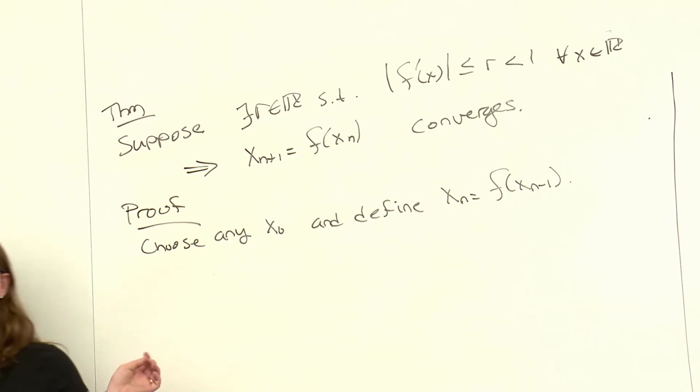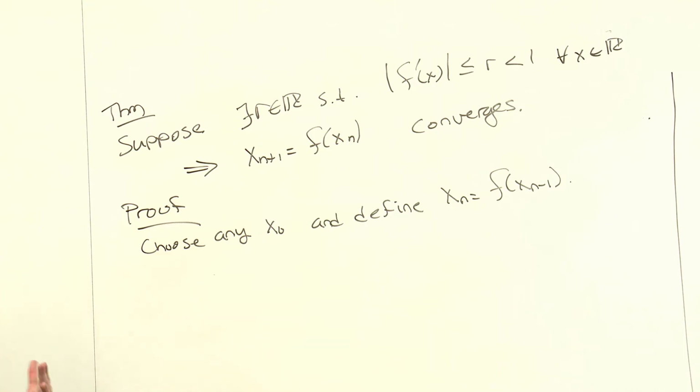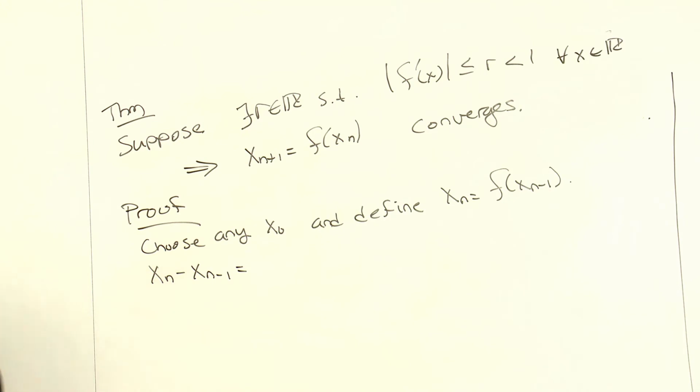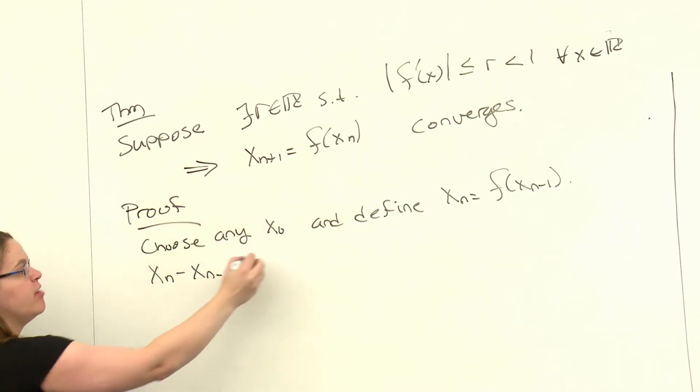All right, so we want to show it's a Cauchy sequence. I'm going to start by looking at what happens to the difference between neighboring terms. We know that looking at the difference between neighboring terms is not good enough for convergence, but it's easier to get bounds on. So I'm going to start by bounding the difference between neighboring terms, and then we'll try to stack them together to get a Cauchy sequence.